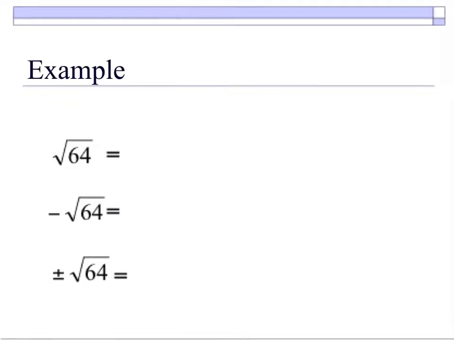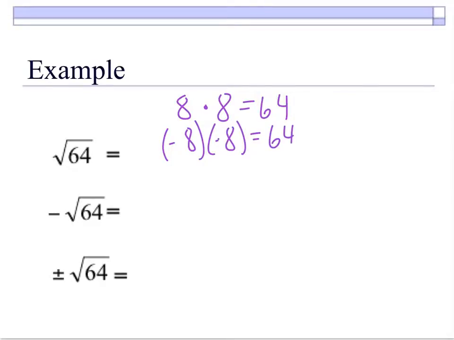Nine was a perfect square because you knew 3 times 3, or negative 3 times negative 3, equaled 9. 64 is another perfect square because 8 times 8 equals 64, and negative 8 times negative 8 also equals 64. So the square root of 64 is equal to plus or minus 8.